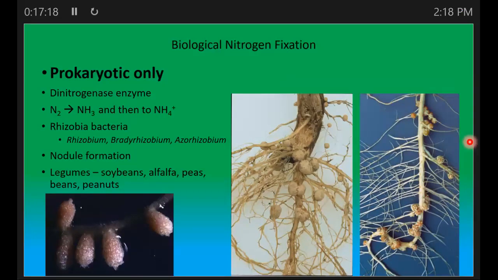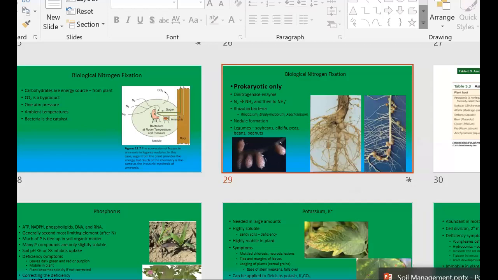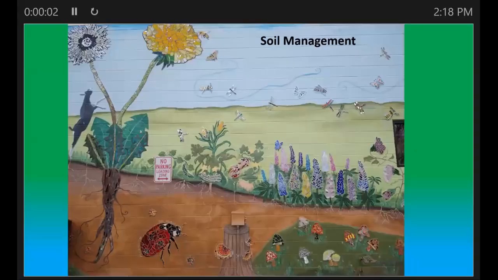Okay, well, we're going to stick with the soil. Can't help myself. We're going to do that again. We're going to get into soil management. Now, this is based on one of the chapters in the book, but I'm going to pick and choose the topics in this section.